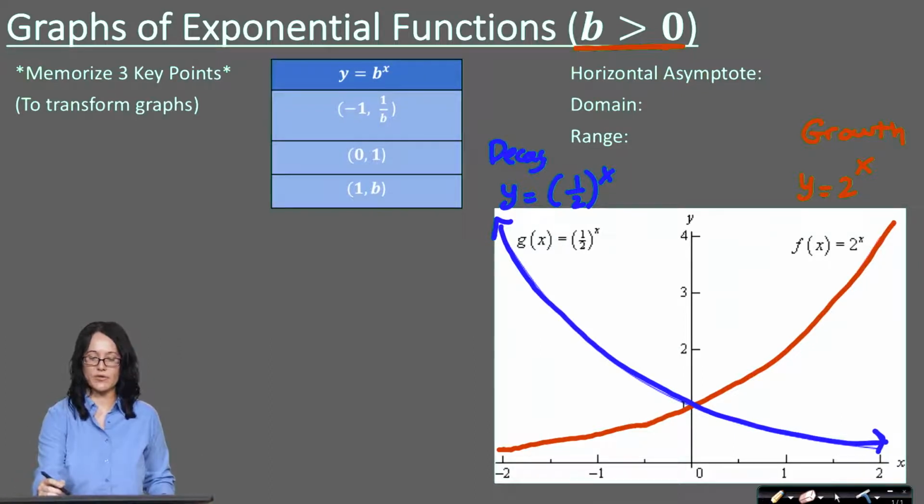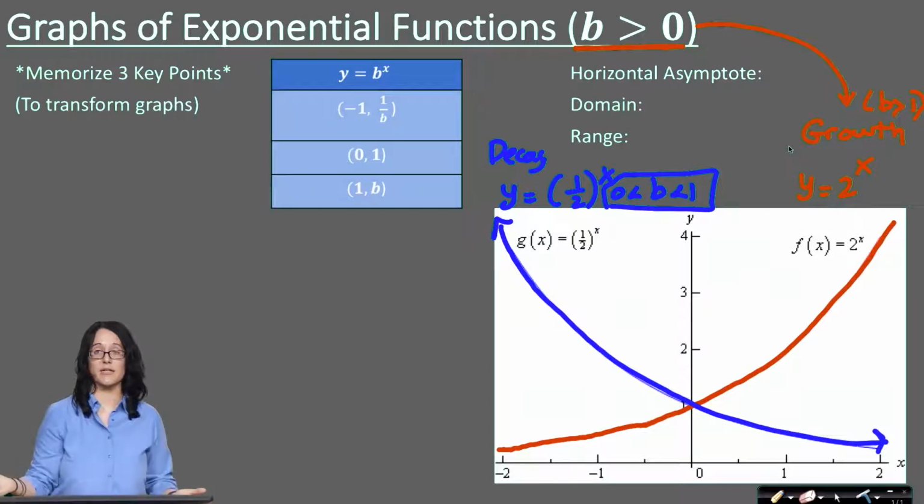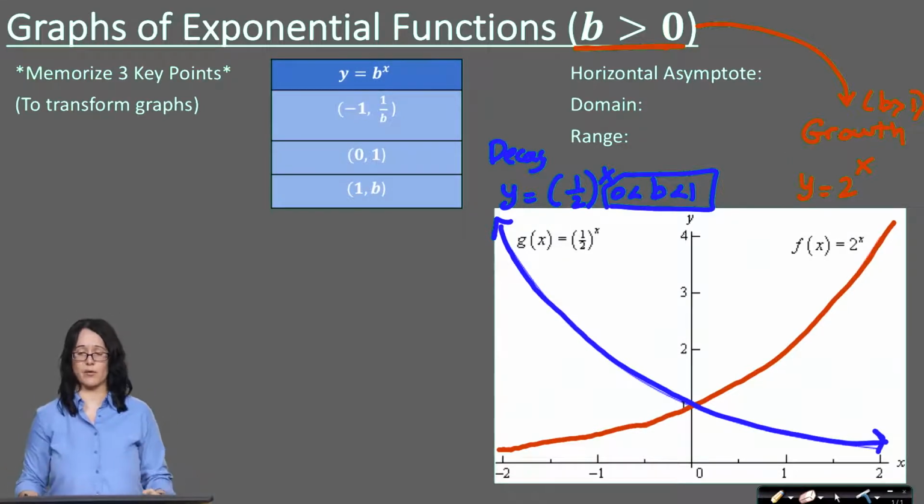So in the sense where you have decay, your base, b, is between 0 and 1, so make sure that's in your notes somewhere. And in the case of growth, your base b is bigger than 1. So they're both positive, but in one case, your base is bigger than 1, and in the other case, your base is between 0 and 1.